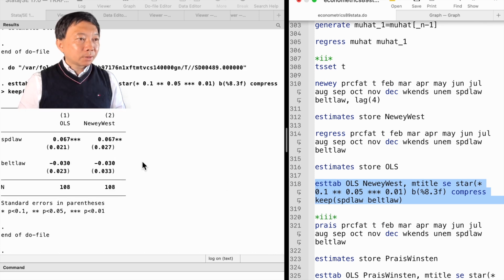The Newey-West standard errors are larger than the usual standard errors. The statistical significance of the speed law variable becomes lower using the Newey-West standard errors, but it is still statistically significant at the 5% level. The seatbelt law variable is statistically insignificant in both cases.